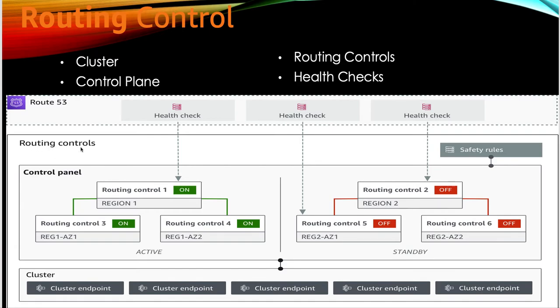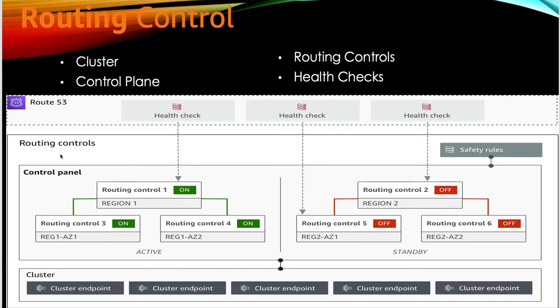Next is the routing control. Routing control is basically a single button or on and off switch which is created to route your traffic, and these controls you can create at a region level or at an AZ level, and it will be part of your control plane. I'll show in a demo how you can create these and how it works.